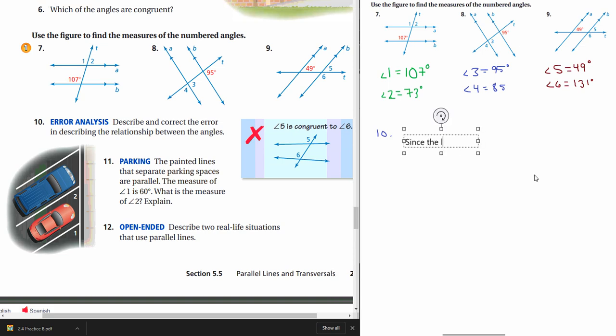Since the lines are clearly not parallel, they're not marked as being parallel, and they definitely do not look parallel, so I'm going to say they are clearly not parallel. The angles are not corresponding, and therefore they are not congruent.